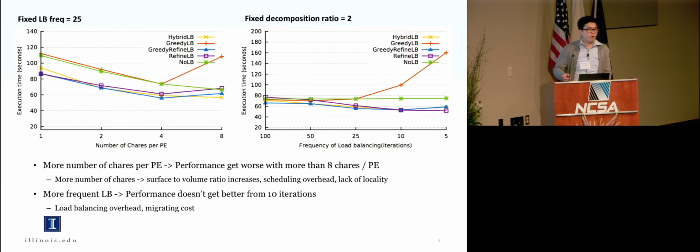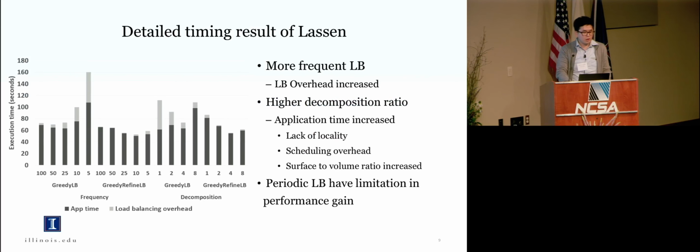And if you increase the frequency of load balancing, you also have more load balancing overhead, and you also have to spend some migration costs. So you may not get improved performance from a certain point with more frequent load balancing. So this analysis shows that periodic load balancing and over-decomposition have some limitation in performance. So we measured Lassen and got some detailed timing results.